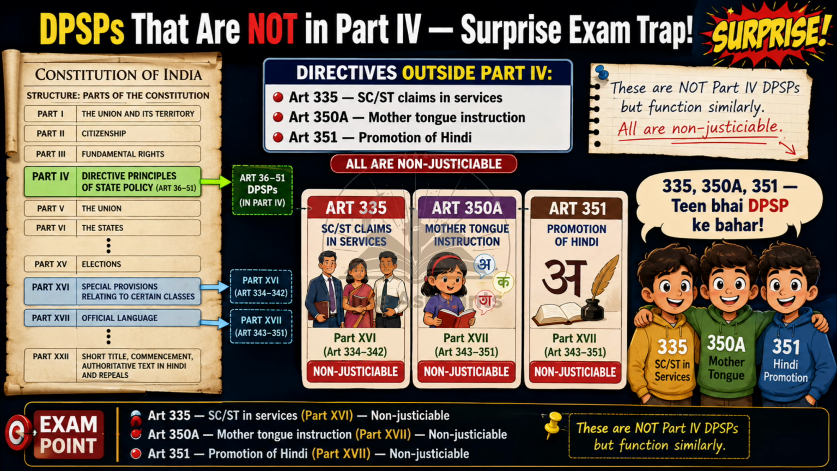DPSPs outside Part 4. Here's something most students don't know, and UPSC tests exactly this. There are directives in the Constitution that are not in Part 4, they are not between Articles 36 to 51, but they still function like DPSPs. These are directive-type provisions spread across other parts of the Constitution.